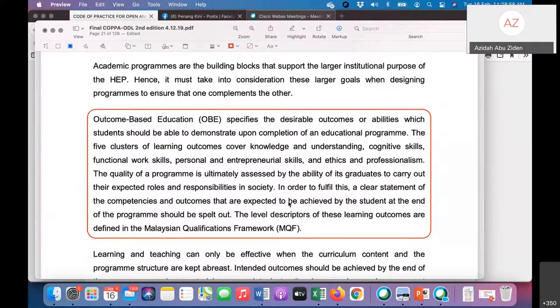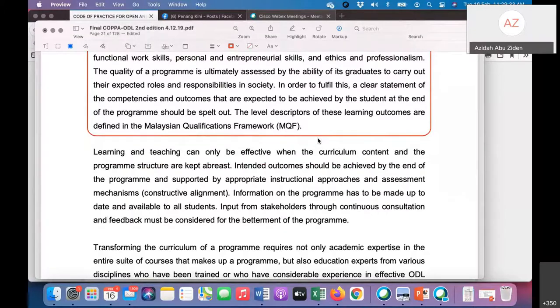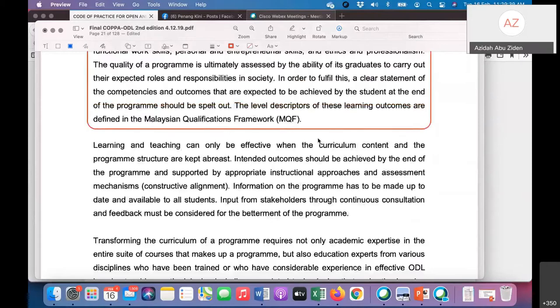Document. Remember, all MQA program accreditation, we are looking at outcome-based education. So this is your learning outcomes, PLO, program learning outcomes, your CLO need to be able to see the abilities, okay? The outcomes or abilities should be demonstrated upon completion of educational program. So this is the reference, okay, for OBE. So meaning that kalau you are doing a new program, make sure that all the PLO and CLO need to cater the OBE. All right.